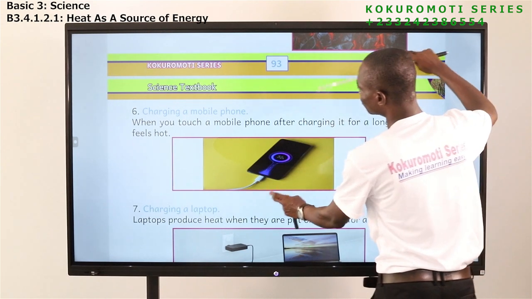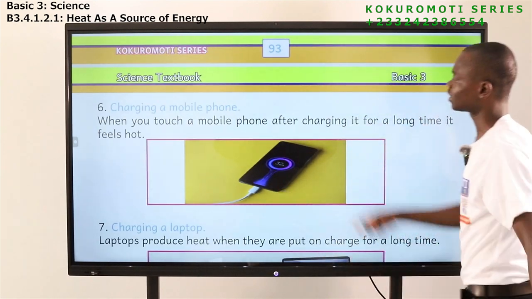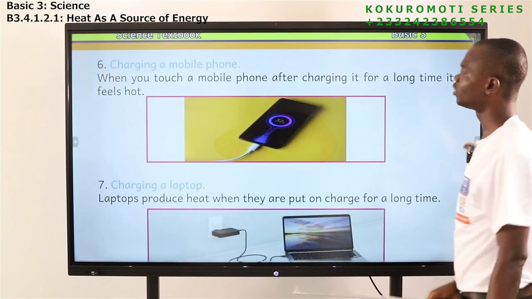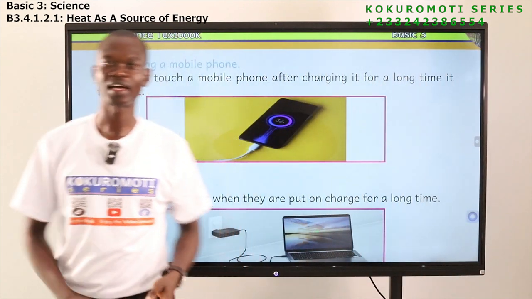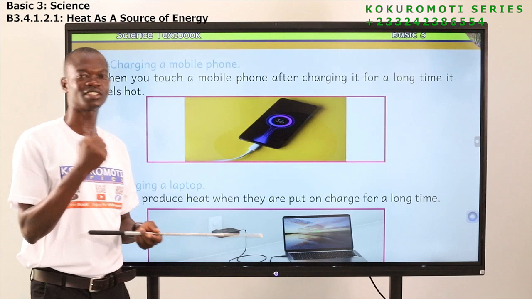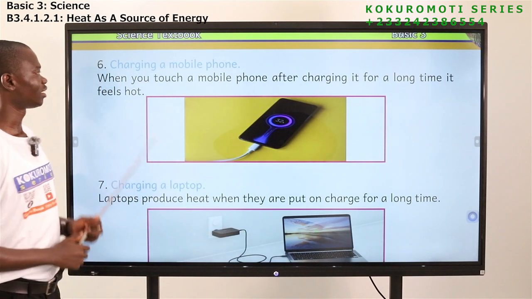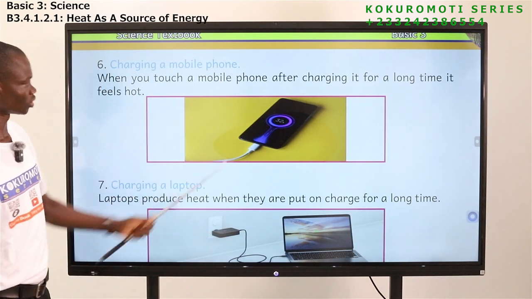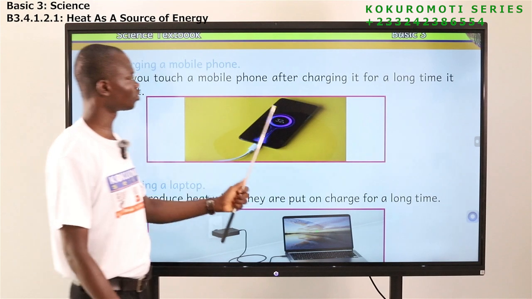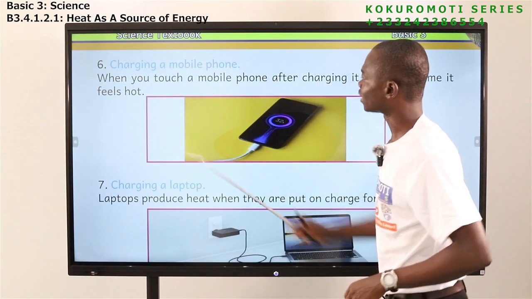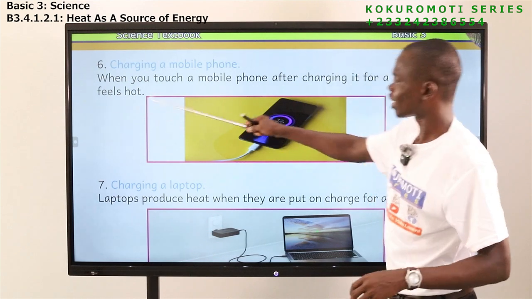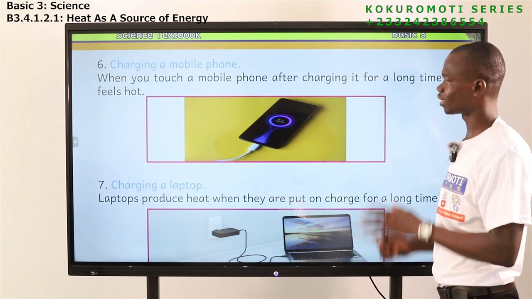This thing too is common. Charging a mobile phone. If you leave your mobile phone on charge for a very long time, when you touch it, you see that it becomes very hot. So when you touch a mobile phone after charging it for a long time, it feels hot.